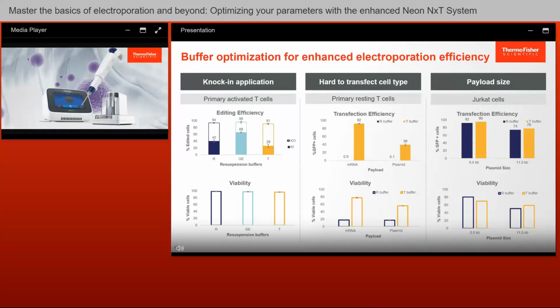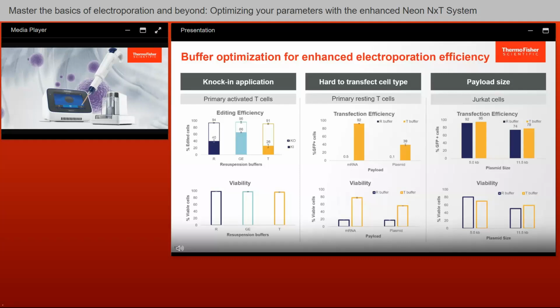Here, you can see 3 different sets of data where we looked into all of the buffers to identify their key applications and key strengths for each of these cell types. So on the far left-hand side, you can see for primary activated T cells for knock-in and knock-out work, specifically for knock-in, the genome editing buffer produced the highest editing efficiency.